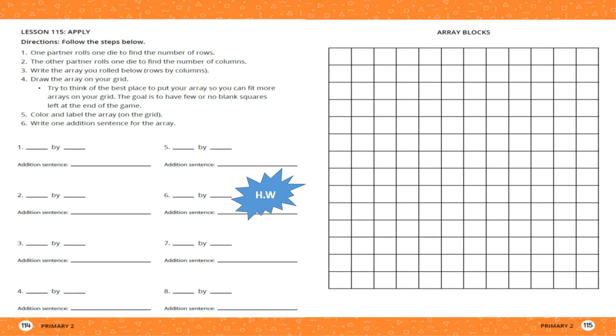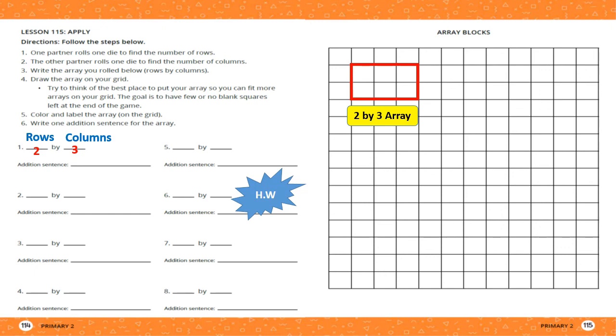Lesson 115, the apply part. I'll give you some arrays and we will represent it on the next page. The first array, 2 by 3. It has 2 rows and 3 columns. Okay? 2 by 3 means the first number is the number of rows while the second number is the number of columns. So we will draw array that has 2 rows and 3 columns.